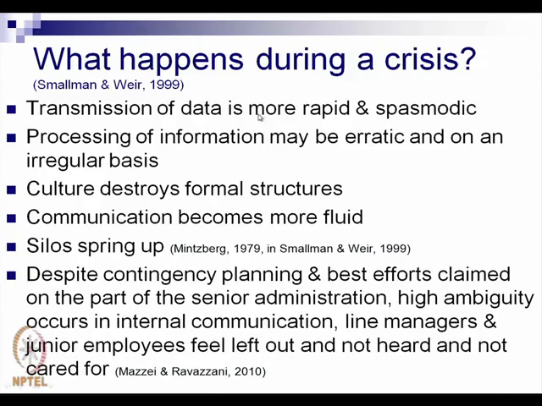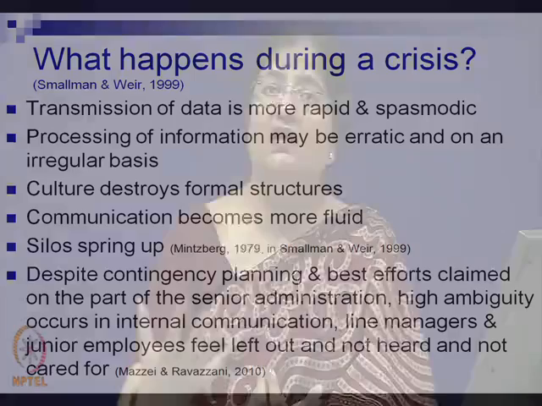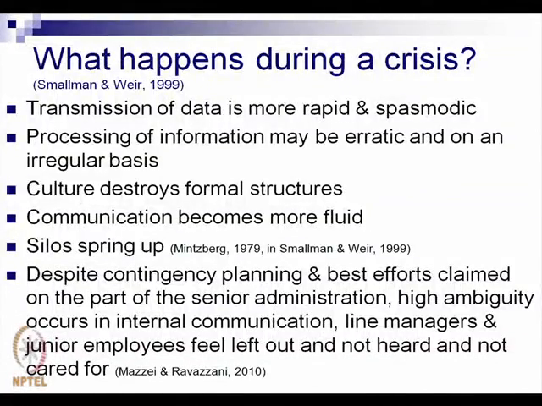Okay, what happens during a crisis? In a crisis, lots of things happen, but specifically with respect to communication, the transmission of data and information is more rapid and spasmodic. It goes fast and it goes in bunches. It goes boom and then stops, and boom and stops. That's like a spasm. Processing of information may be erratic and on an irregular basis, and again because everybody is feeling that pressure, information may not be processed as it is supposed to be processed.